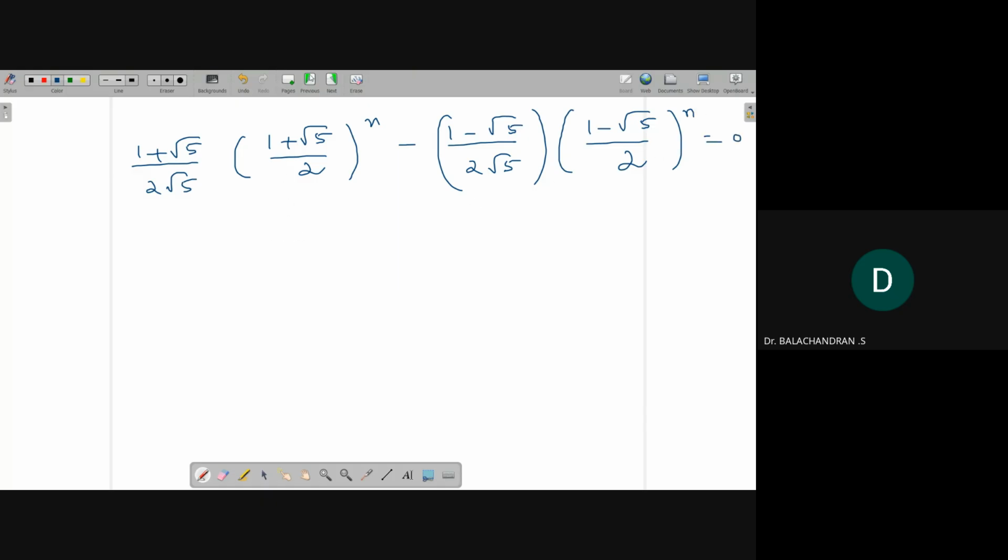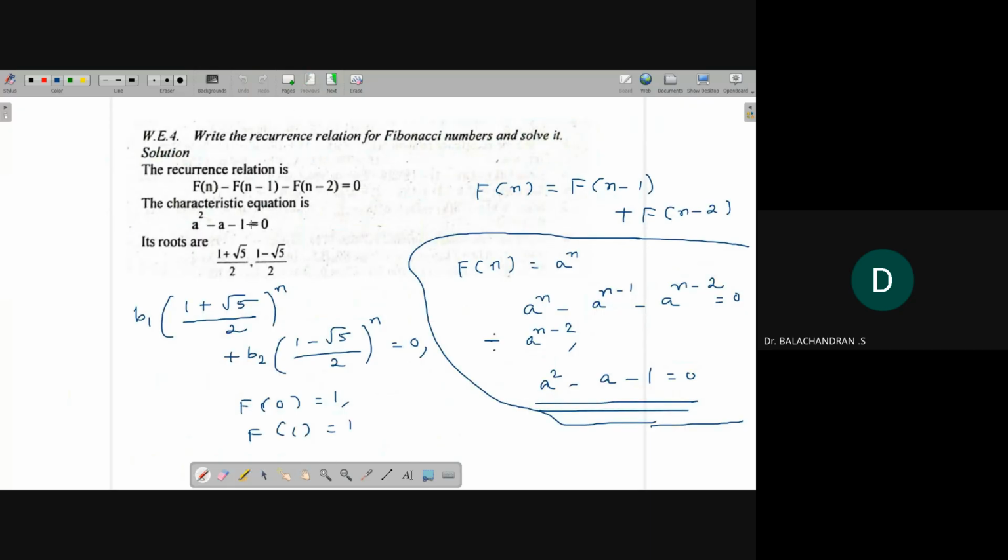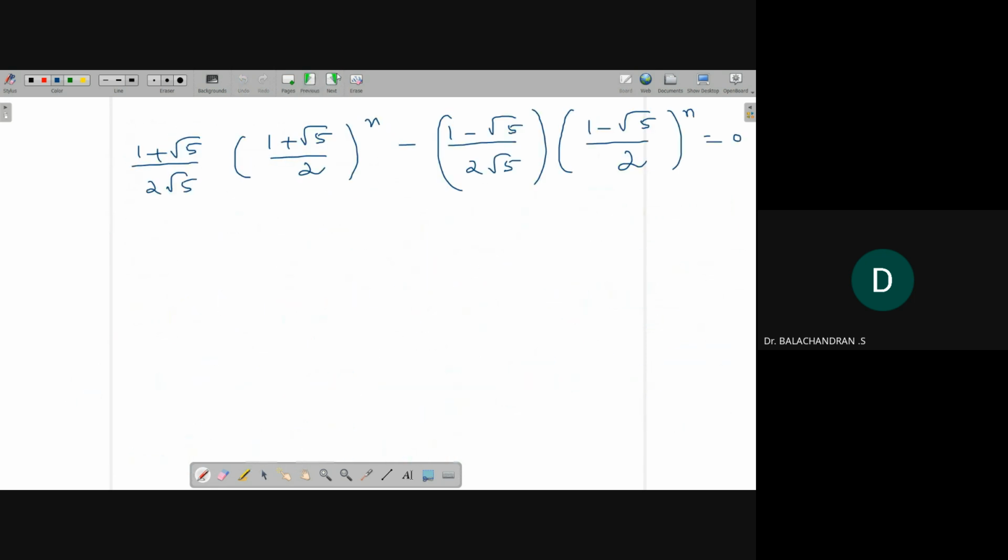Which is equal to 0? Not 0, actually this is f of n. This is the solution, so f of n equal to this. This is your homogeneous solution, but the right hand side is 0, so that's why this is a solution. So this is not equal to 0, this is f of n.